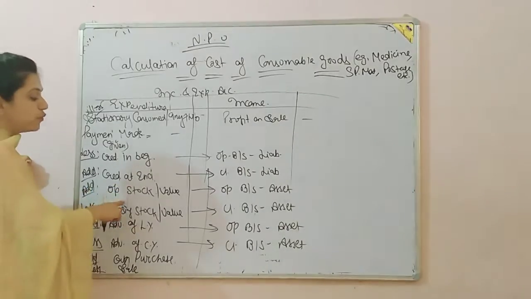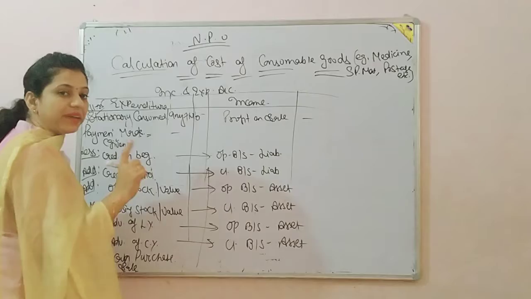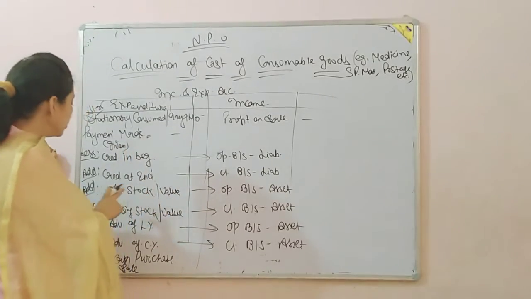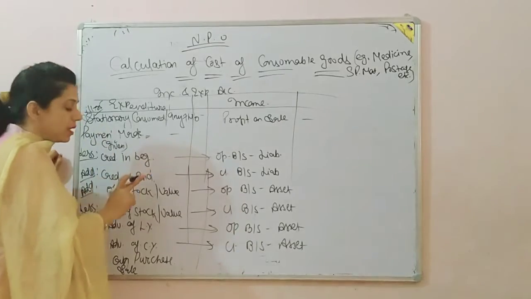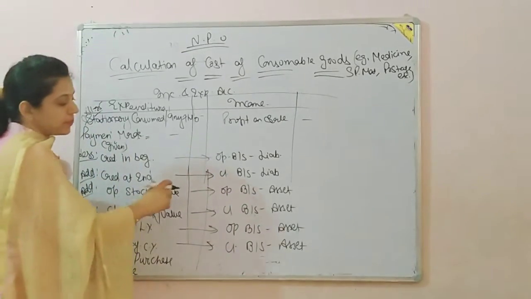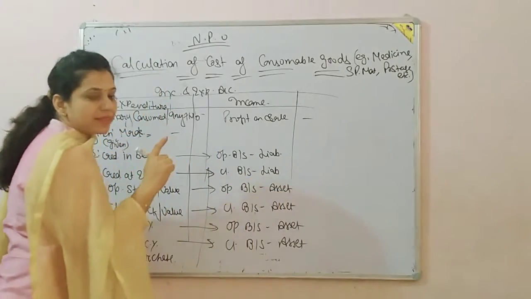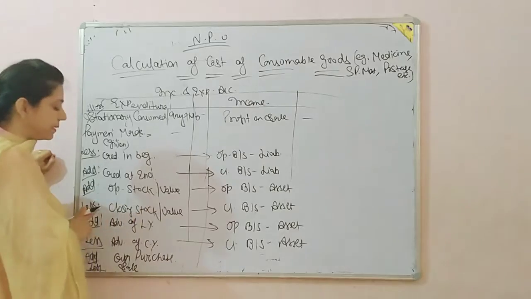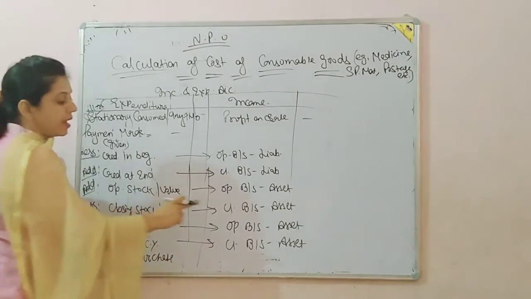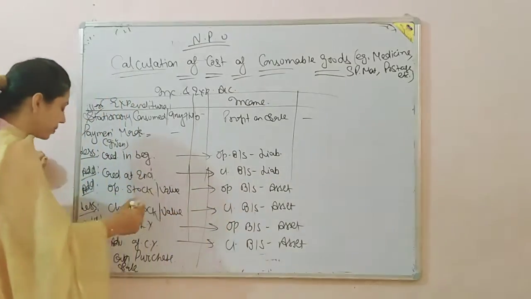Third, if opening stock is there, or opening value, stock and value are the same thing, it will be added. Keep it in mind: opening creditors less, but opening stock add. So opening balances are shown on the asset side. Closing stock or closing value will be deducted, and shown on the asset side of the closing balance sheet.